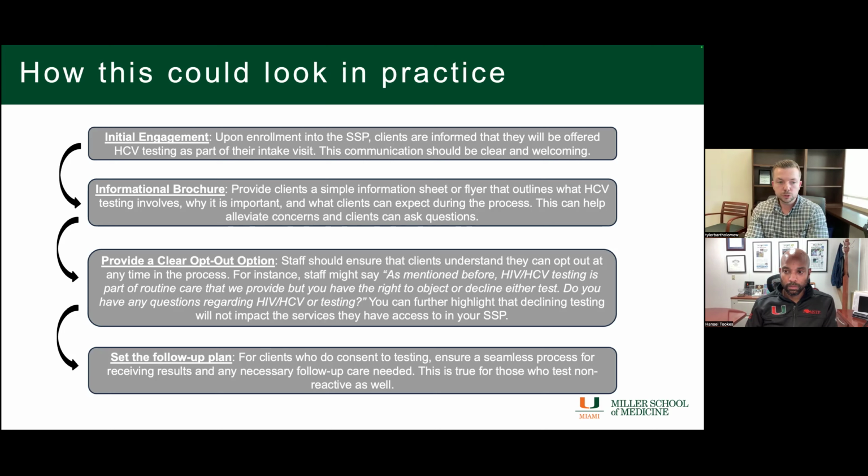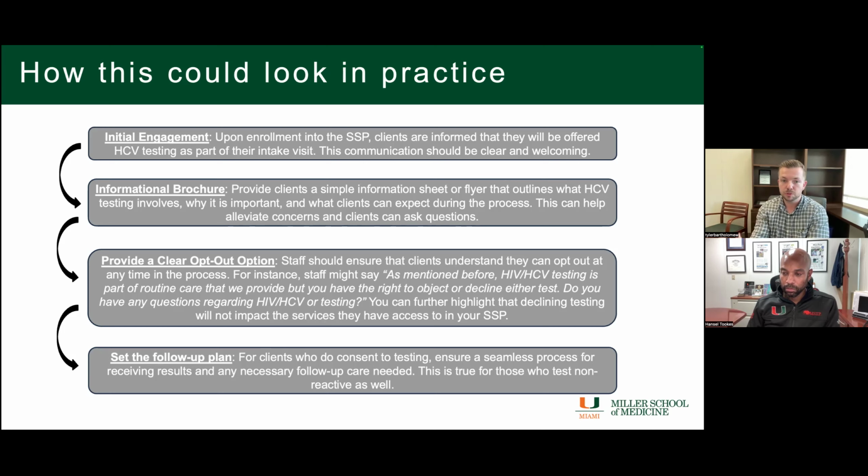And then after, let's say they say yes to doing the testing, you go through the process of testing the individual. You ultimately want to set a solid follow-up plan after the test itself. So for clients who do consent to testing, we want to ensure a seamless process for receiving the results. Oftentimes we're doing point of care testing, so we can deliver these results within 15 minutes or so, and then any necessary follow-up care that's needed can be planned for that. And this is true for those who test non-reactive as well.